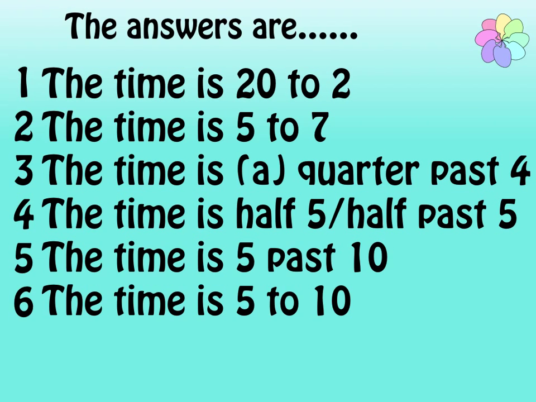Number 2, the time is 5 to 7. Number 3, the time is 4:15. Number 4, the time is 5:30, or half past 5. Number 5, the time is 10:05. Number 6, the time is 5 to 10.